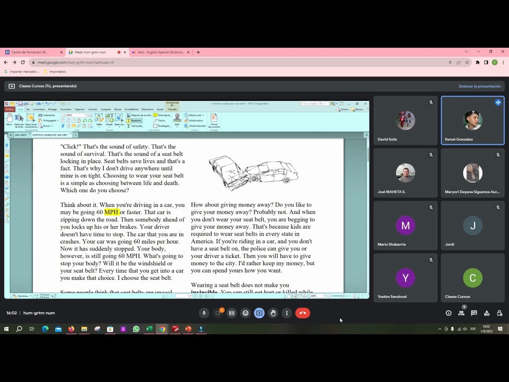Seatbelts save lives, and that's a fact. That's why I don't drive anywhere until mine is tight. Choosing to wear your seatbelt is a choice between life and death. Which one do you choose?